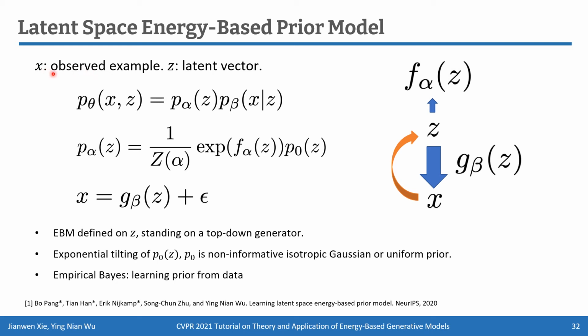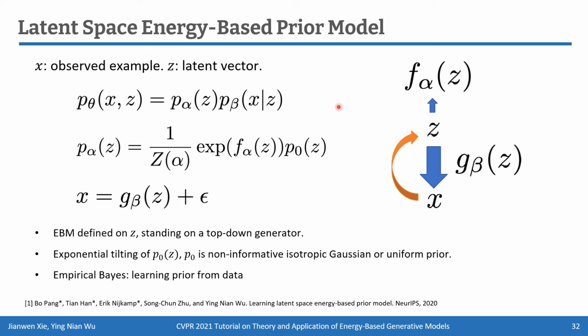Again, we let X be the observed example, for example, an image, and Z the latent vector. And again, Z generates X through a generator network defined by parameter beta. And then P0(Z) is the original prior model, for example, a Gaussian white noise model or uniform model. But this time, we also learn a small network in the space of Z. So this f alpha(Z), parameterized by alpha, is a neural network defined on Z. Because Z is low dimensional, it can be a very small network.